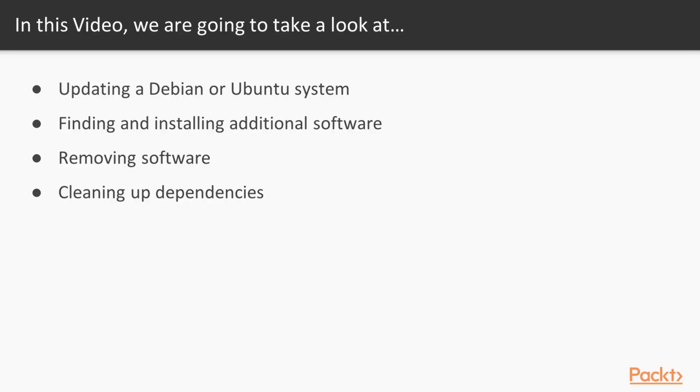In this video we will cover how to update a Debian or Ubuntu system. We will also cover how to find new software, install new software and remove software that we no longer need. And as a last step, we will also cover how to clean up old dependencies from the system.